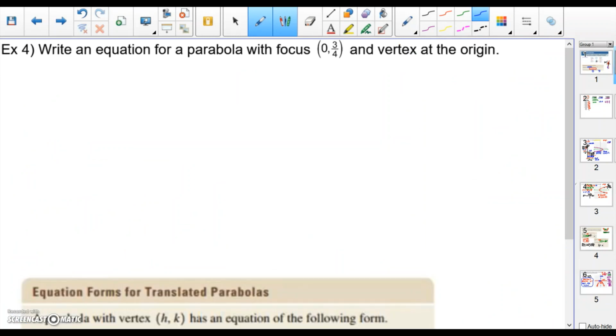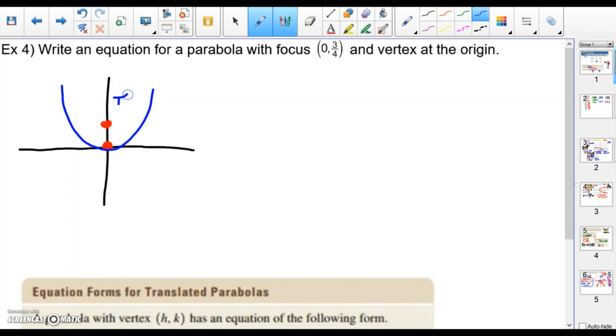Example 4, write an equation for a parabola with focus 0, 3/4 and vertex at the origin. So let's just think about what this looks like. If we've got a parabola with a vertex at the origin and a focus at 0, 3/4, that's going to be right here. So then you should know that the parabola is going to look something like this. That is in the positive direction, so I know that p-value is going to be a positive 3/4.